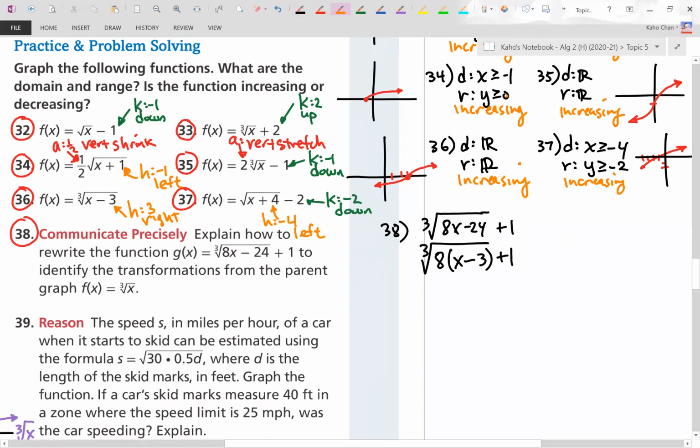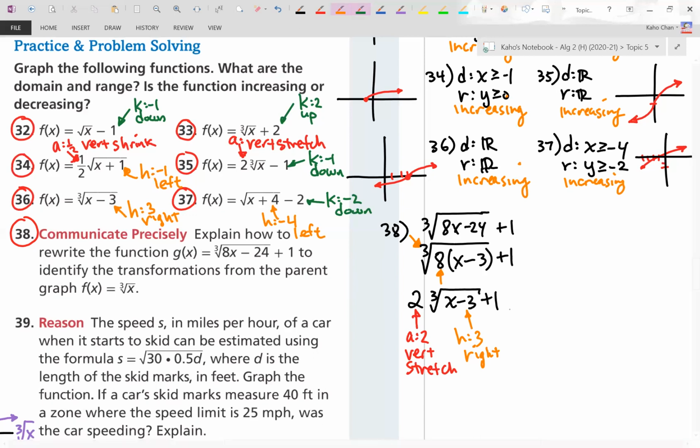And thank goodness we're looking for the cube root. The cube root of 8 is 2, 2, 2, right? So that's just regular 2. That comes out. So, whew, not that bad. There's my a value. That's a vertical stretch. My h value, of course, is positive 3. This is going to the right. And my k value is positive 1. This is going up. So this is a cube root function that gets stretched by 2, shifted to the right 3, and 1 up.